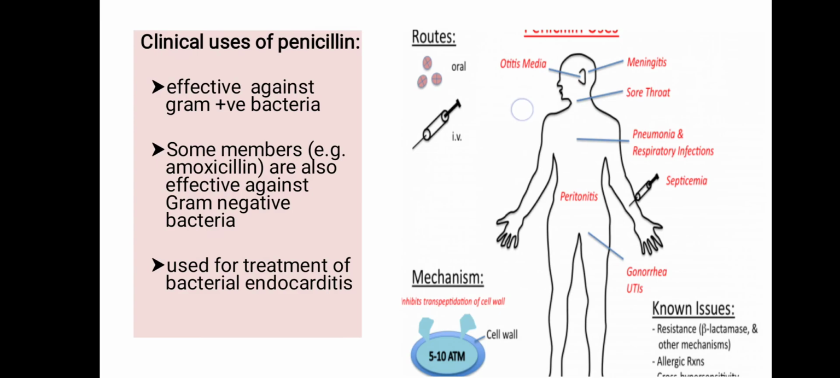So penicillin can be used in the treatment of otitis media. It can be used in the treatment of meningitis. Then it can be used in treatment of sore throat, in treatment of pneumonia as well as respiratory tract infections. It can be used to treat septicemia. It can be used to treat peritonitis as well as gonorrhea as well as urinary tract infections.